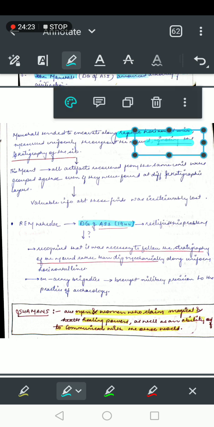Now, John Marshall excavated basically along the regular horizontal units. He ignored the stratigraphy of the site. All the artifacts which he had recovered from the same site or the same unit were grouped together, even if they were found at different stratigraphic layers. So stratigraphy is very much important to be taken into account, but he ignored it. He just dug in a horizontal manner and clubbed all the objects found at the same location together. But because of this, the valuable information was irretrievably lost.